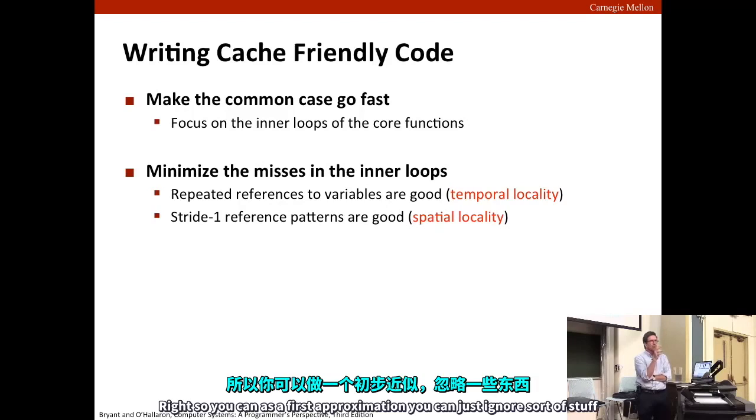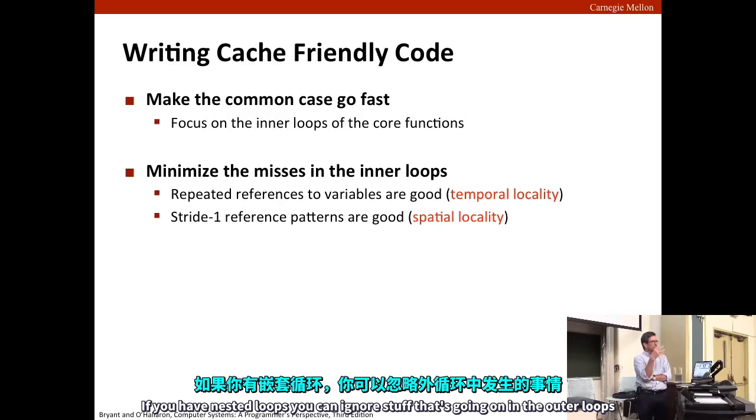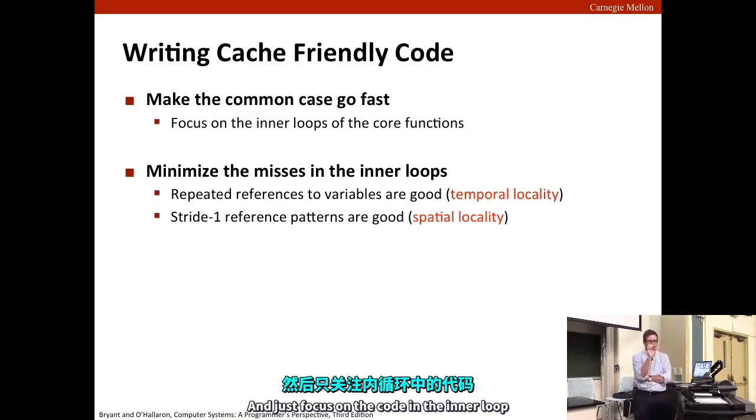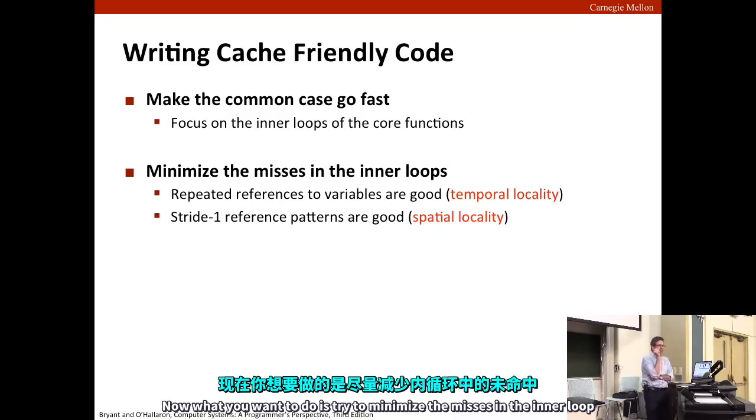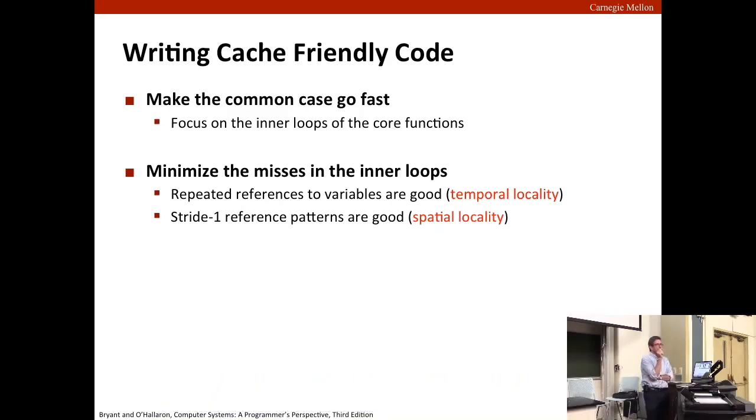Right? So as a first approximation, you can just ignore some of the rest. If you have nested loops, you can ignore stuff that's going on in the outer loops and just focus on the code in the inner loop. Now what you want to do is try to minimize the misses in the inner loop.